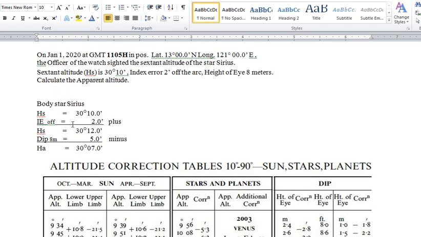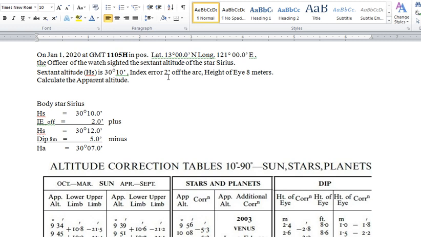So the first procedure is to write down the sextant altitude, which is 30:10. Then the next is to write the index error. The index error is 2 minutes of arc. If it is off the arc, it is plus, but if it is on the arc, it is minus. So if off the arc, go back; if on the arc, go forward.